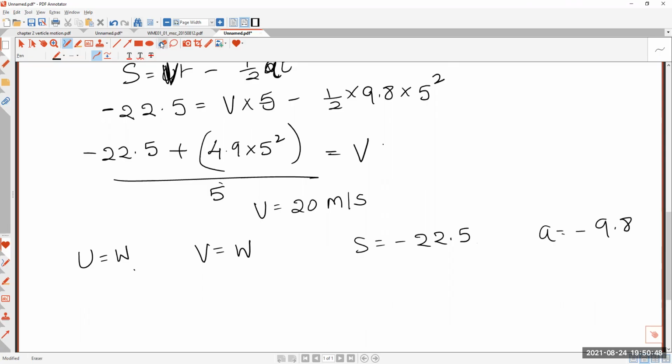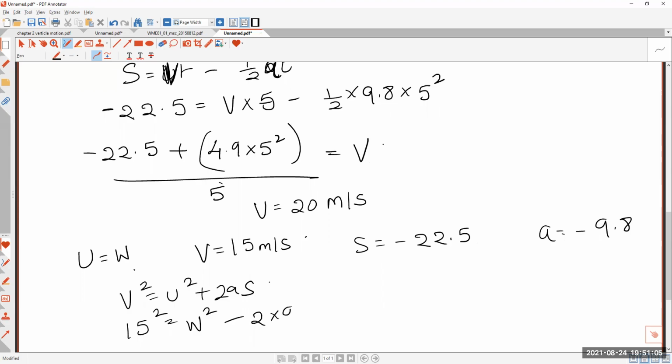V is not w. V is 3/4 of this thing. My bad. I said V is 3/4 of 20, right? How much was it? 3/4 of 20? 15. Which formula? V square is equal to u square plus 2as. What is V? 15 square. What is U? W square minus 2as. Clear or not?